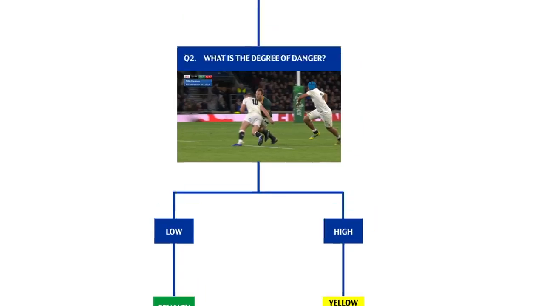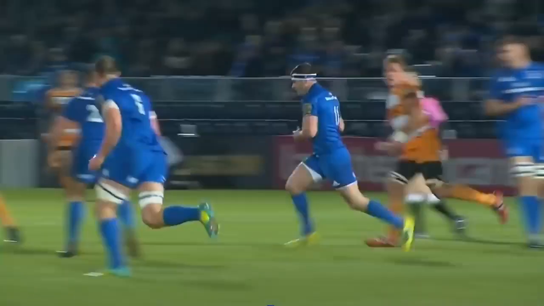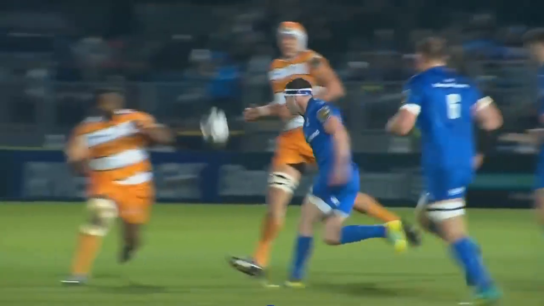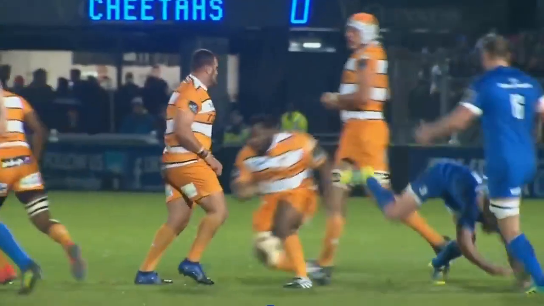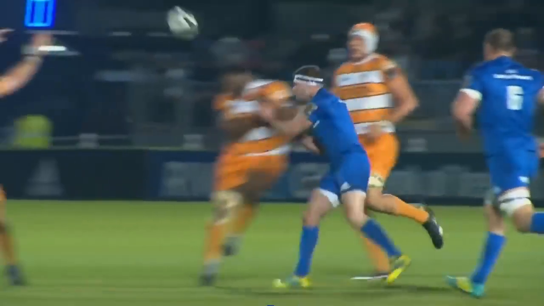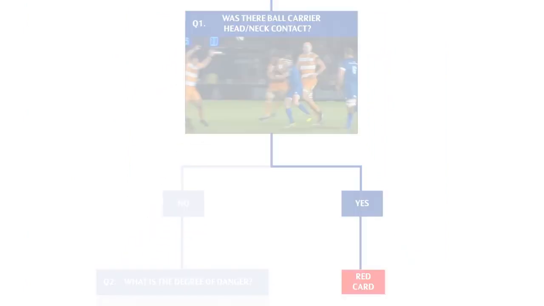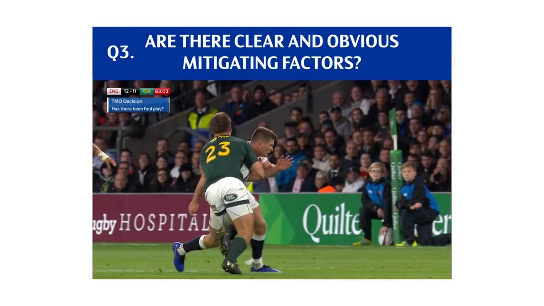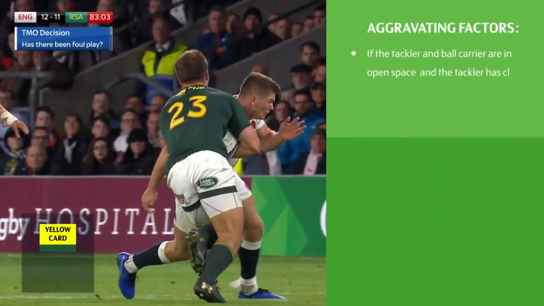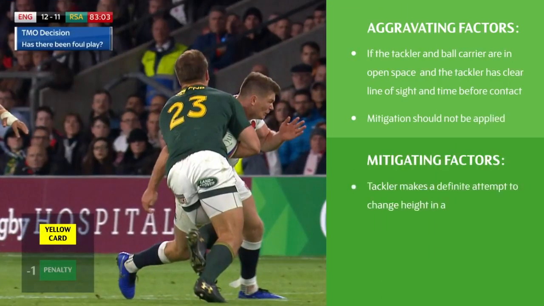In our other shoulder charge example, the degree of danger is automatically assumed to be high because contact is direct to the tackled player's head. In this situation, the initial decision would be a red card. Once an initial decision has been made, the match officials must ask whether there are any aggravating or mitigating factors.